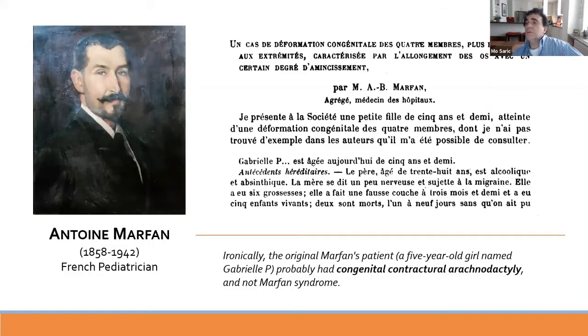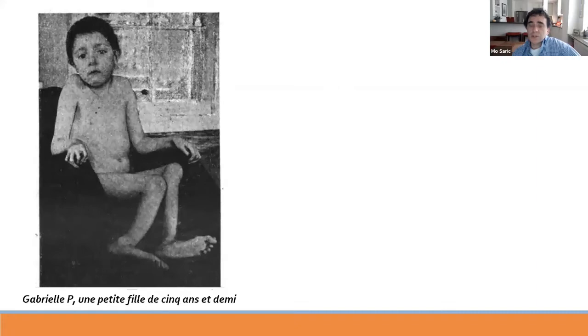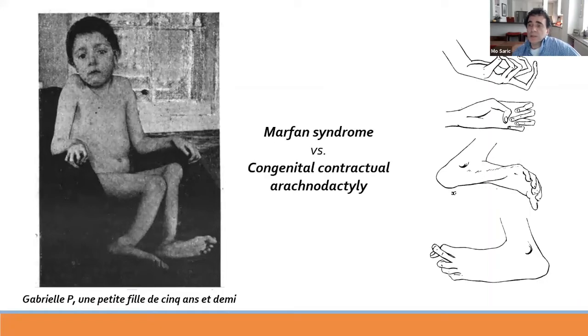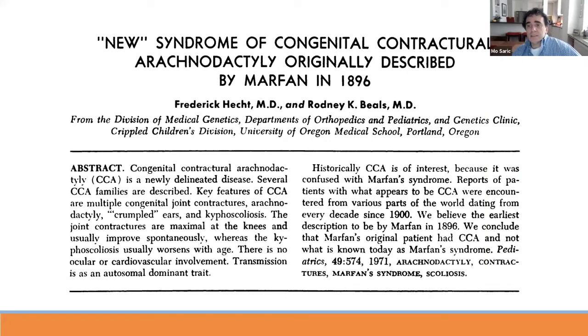This is the original publication by Marfan in French. And this is the original patient, Gabrielle P., also original drawings, but essentially she probably had congenital contractural arachnodactyly rather than Marfan syndrome itself. And this is a paper from 1971 in which two authors, Hecht and Beals, reviewed the original publication by Marfan and concluded that what Marfan described was not Marfan syndrome.